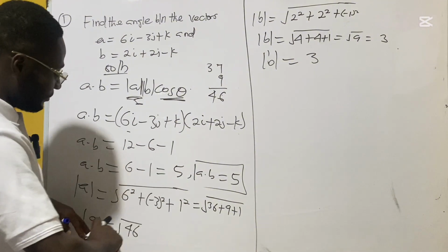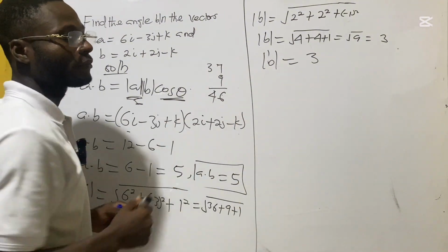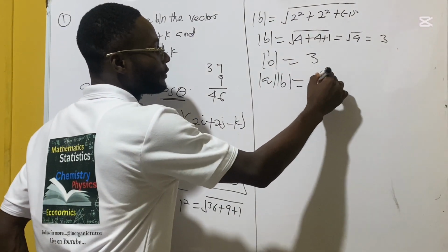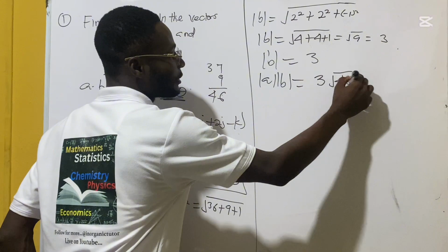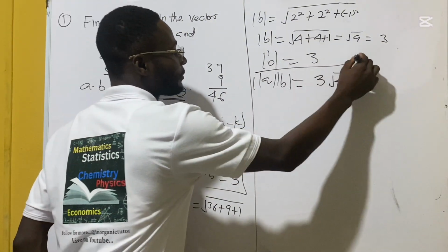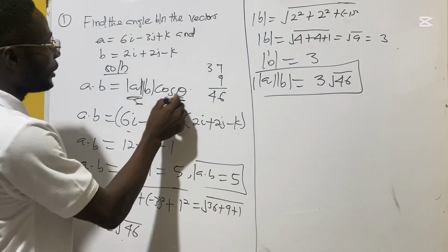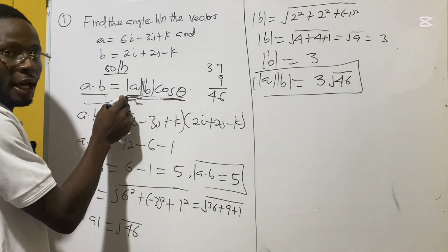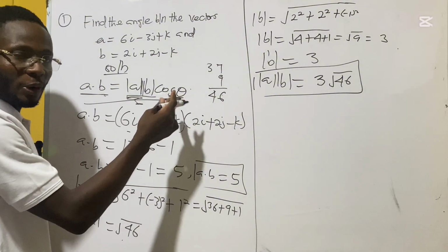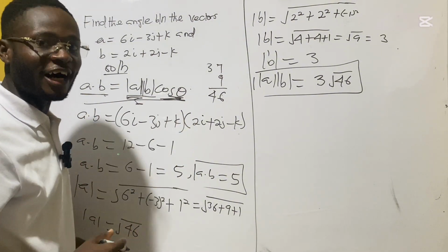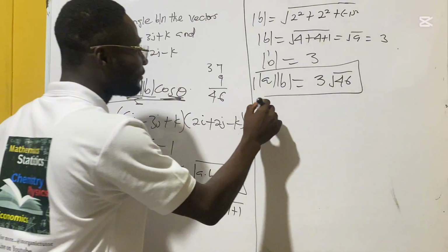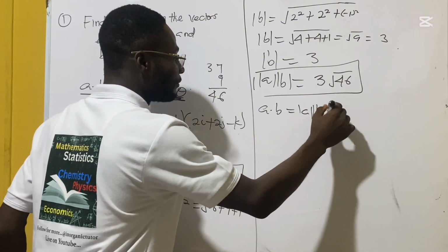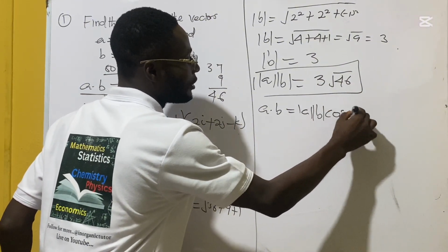So we have the magnitude of A and the magnitude of B. The magnitude of A times the magnitude of B is equal to 3 times the square root of 46, right? We know the formula. Now we have A dot B, and we have the product of the two magnitudes. So now we can easily obtain our theta, right? We have A dot B is equal to the magnitude of A times the magnitude of B times cos theta.